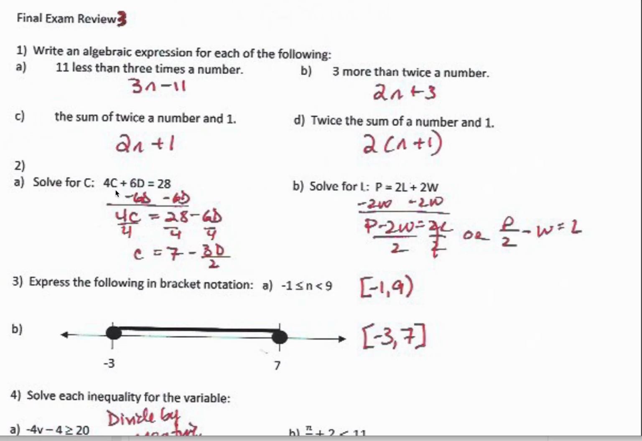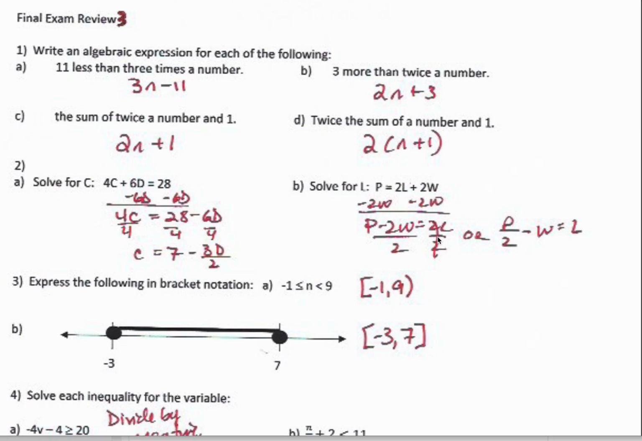Solve for C means get C by itself. I subtract the 6D, I divide by 4. 28 over 4 is 7, and 6D over 4 is 3D over 2 when reduced. And you could write it in the other order. You could write C equals negative 3D over 2 plus 7. Solve for L means make it say L equals. So I do that, subtracting 2W from both sides, then dividing by the 2 that was in front of the L. So P minus 2W over 2 equals L, or if I broke it apart to each term, P over 2 minus W equals L.